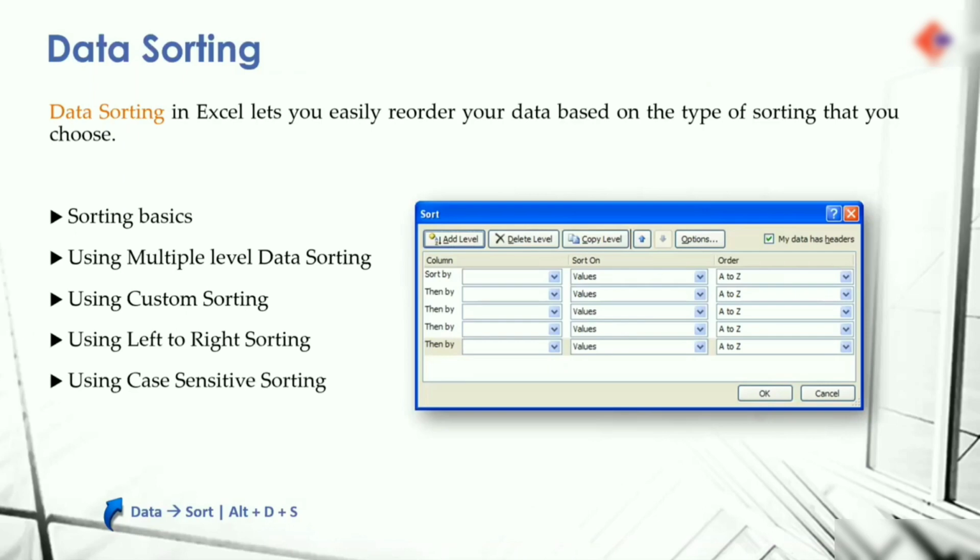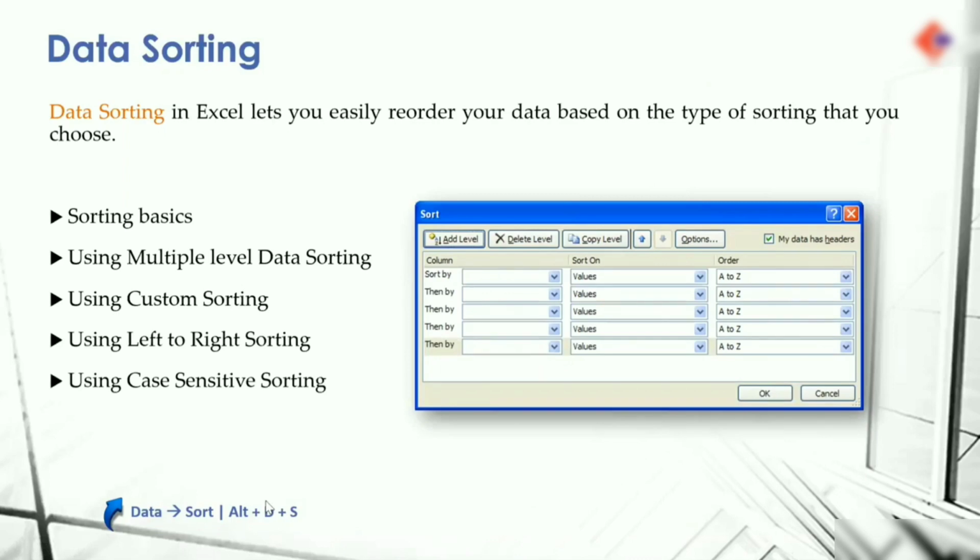Data sorting is used to rearrange the data based upon your requirement, be it descending, be it highest to lowest. In case of numbers, we can go for highest to lowest or lowest to highest. In case of date, we can go from, let's say, January to December, or like this. In case of text, A to Z, Z to A. So this is how data sorting works, and the shortcut for data sorting is Alt DS.